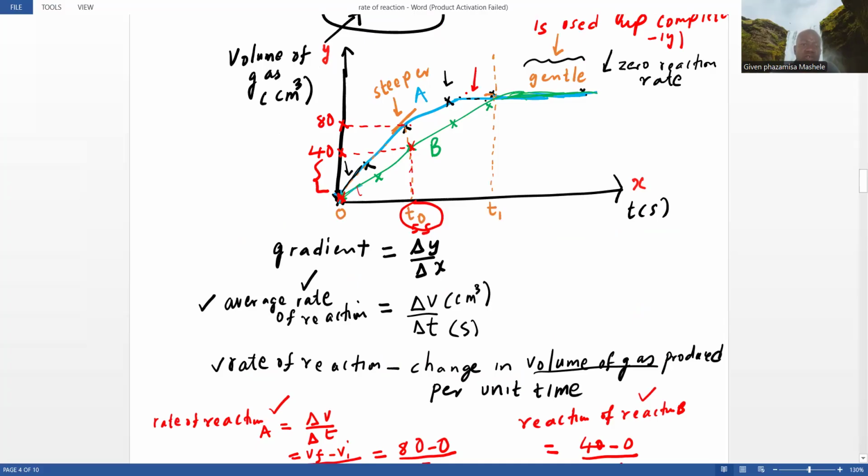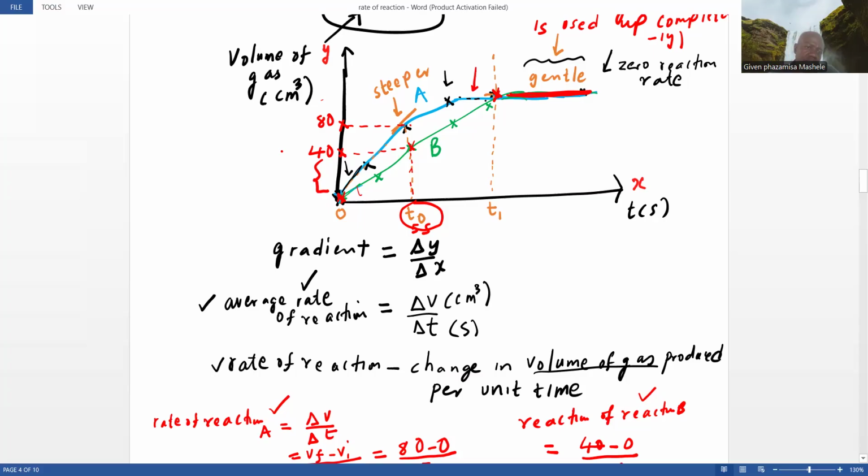So it's very important to know that, looking at this experiment, A reacted faster than B because its gradient is steeper than that of B. But after T1, they both had a zero rate of reaction. It means they came to a completion or they came to a halt. Usually when we say calculate the average rate, it means you must compare it from where the reaction has become gentle, if they were not told to calculate it within certain intervals.